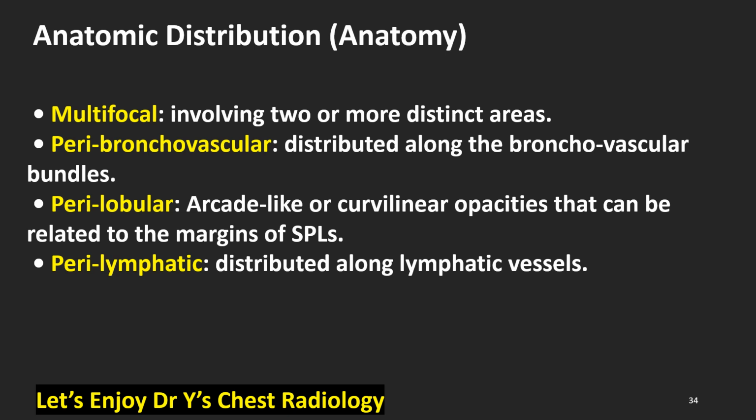Anatomic distribution. Multifocal: involving two or more distinct areas. Peribronchovascular: distributed along the bronchovascular bundles. Perilobular: arcade-like or curvilinear opacities that can be related to the margins of secondary pulmonary lobules. Perilymphatic: distributed along lymphatic vessels.